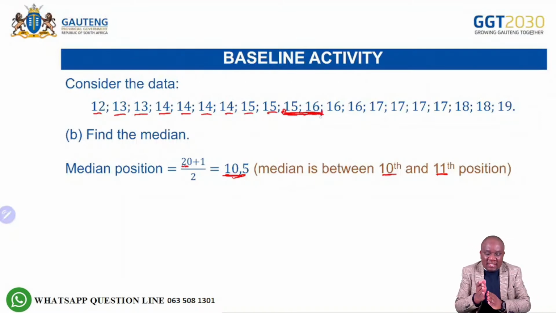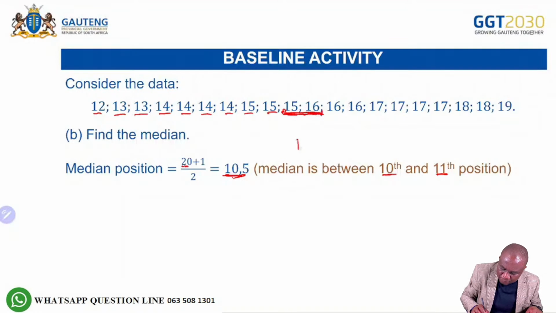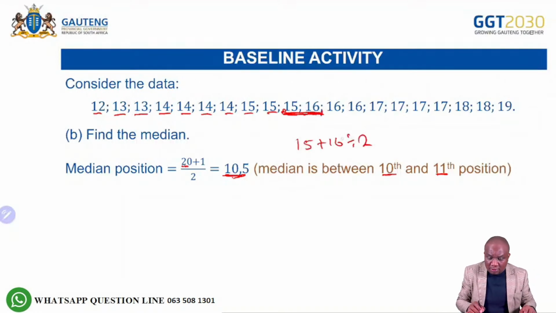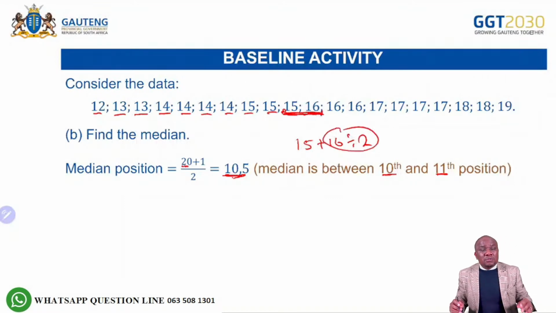It has to be the midpoint between 15 and 16. The common mistake that people sometimes make is that when using the calculator, they will say 15 plus 16 divided by 2. When you do that, the calculator is going to do BODMAS. It's going to do division first, 16 divided by 2, which is 8, and then 8 plus 15 gives you 23. But you can see that 23 is above 16.